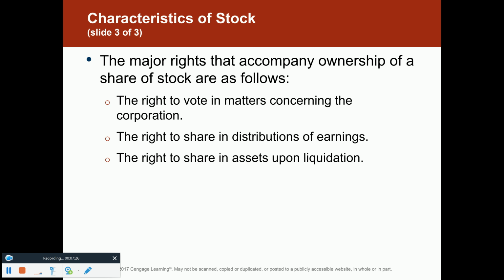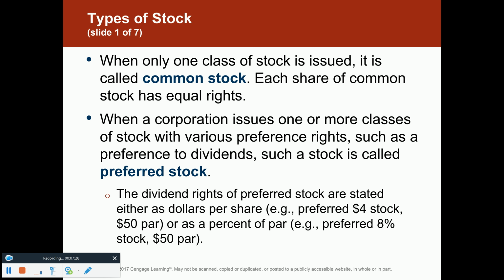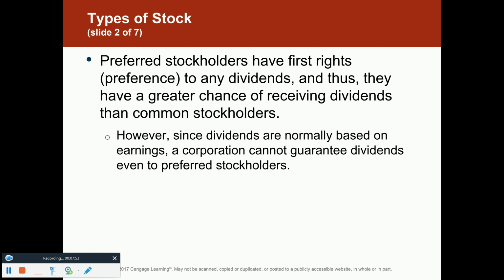Okay, there are two types of stock. We have common stock and we have preferred stock. The common stockholders, they can vote on issues in the corporation. Preferred stockholders typically don't vote. But the reason why they're called preferred stock is because they come in line first when it comes to paying out dividends. And we'll talk about dividends in a few moments.